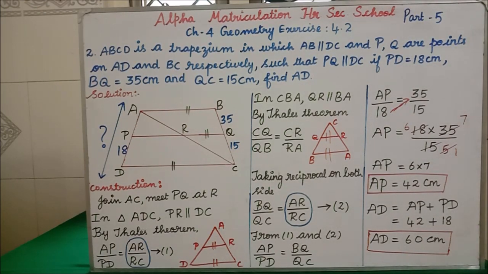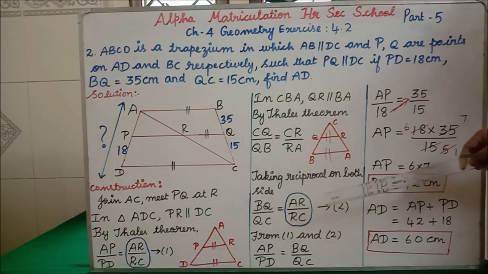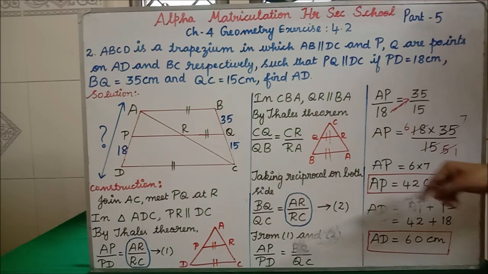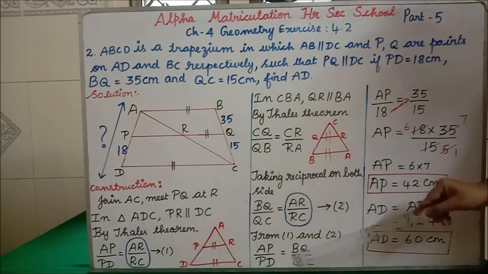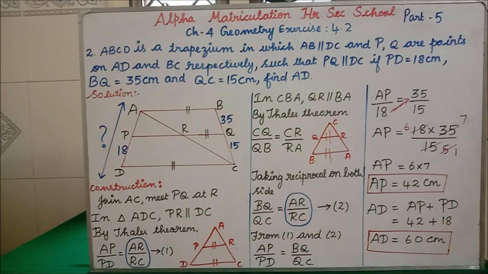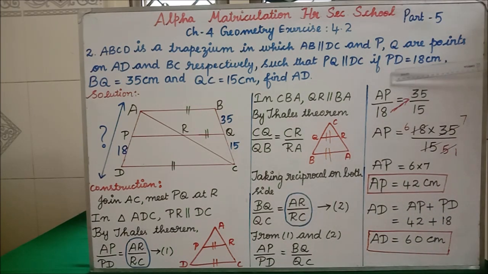Clear all of you? Why are we writing like this? Both the right hand sides are equal, so we can write that the left hand sides are equal. AP divided by PD is equal to BQ divided by QC. Now the AP value they have not given in the question, so you leave AP itself and write it. PD value they have given.